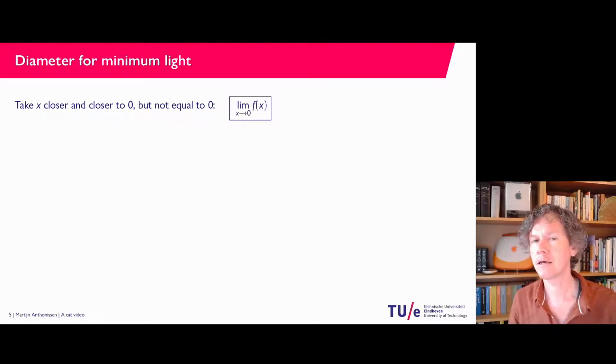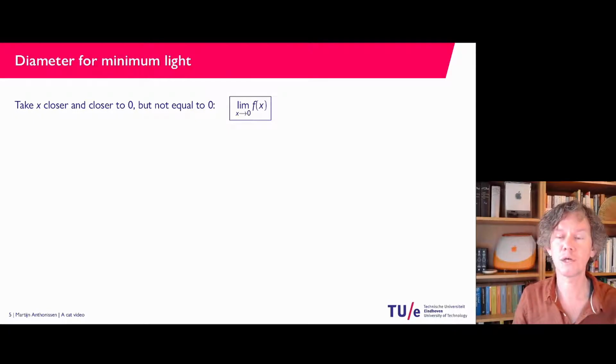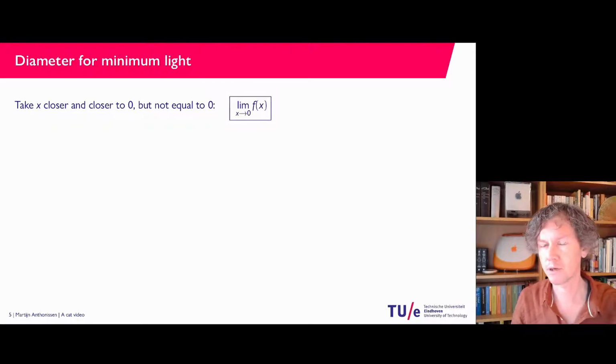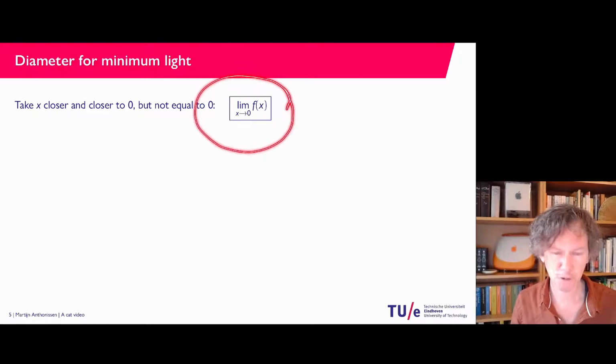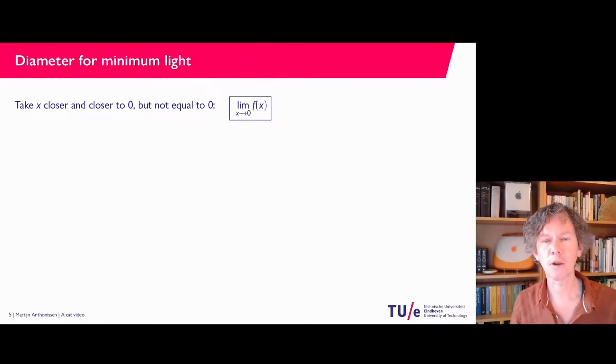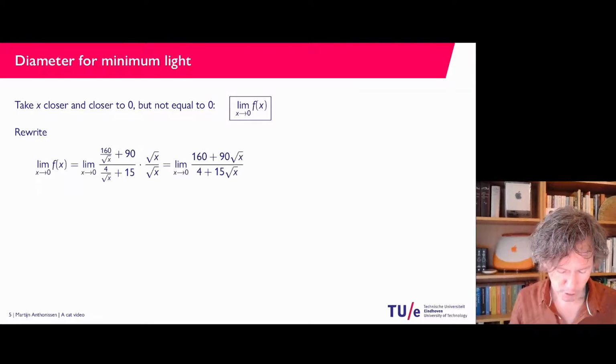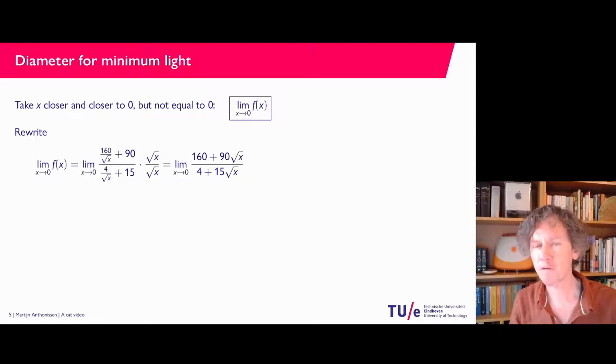And this idea that we get values that are closer and closer to, in this case, 0, but it could also be any other number, but not equal to that dangerous number 0 here, that is the mathematical concept of limit. So in the boxed formula here, the limit of x tending to 0 of f of x. That means that we take x closer and closer, but not equal to 0.